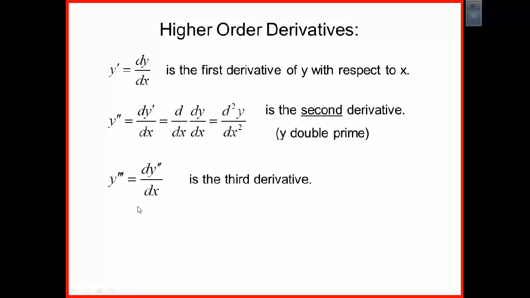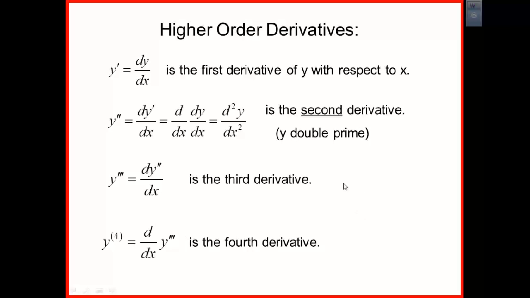Then you can take the derivative of the second derivative and you're going to get the third derivative, y triple prime, which is nothing more than the derivative of y double prime with respect to x. Now, when you get to the fourth derivative, notice they stopped doing the primes, and it's the 4 in parentheses. That signifies y to the fourth prime, or the fourth derivative of y. The fourth derivative of y is the derivative of the third derivative of y.